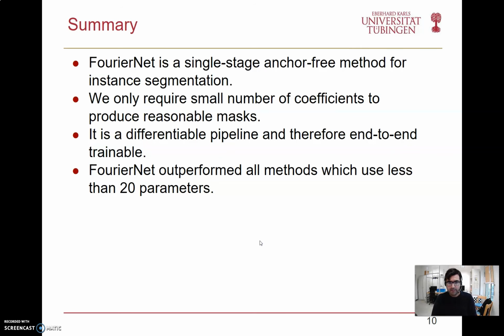In summary, FourierNet is a single-stage anchor-free method for instance segmentation. We only require a small number of coefficients to produce reasonable masks. It's a linear operation, therefore it's differentiable and we can train it end-to-end. FourierNet also outperformed all methods which use less than 20 parameters.